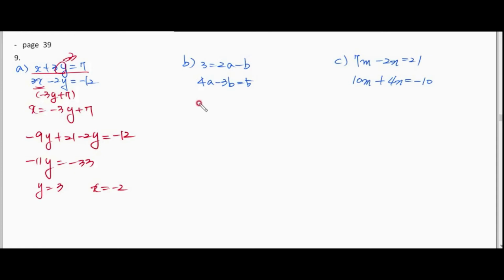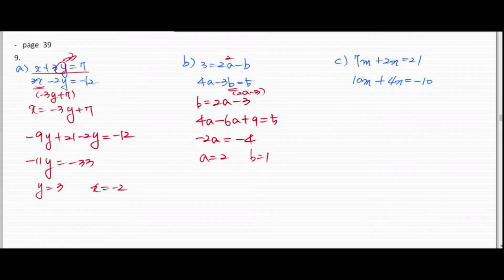And this time let's solve b. So b equals 2a minus 3. So this is 2a minus 3 right here. And then 4a minus 6a plus 9 equals 5. Negative 2a equals 4. Then a equals 2. So when a is 2, we substitute into the first one. So 3 equals 4 minus b, then b is 1.